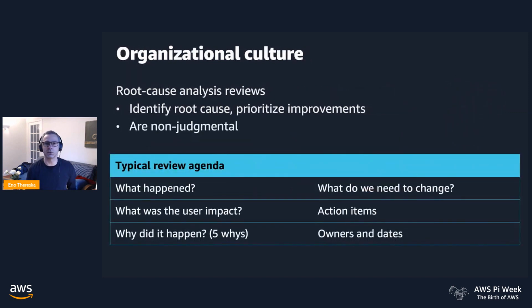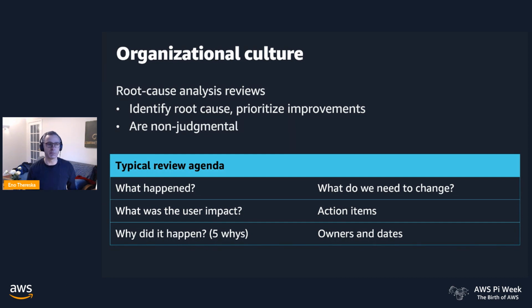And then finally, I just want to talk a little bit about the organizational culture and how we do these reviews whenever something does go wrong. Typically, we want to identify the root cause and prioritize the improvements. All these meetings tend to be really non-judgmental. We sit together, and a typical review agenda, I just want to share it in case you find it useful for your organization as well.